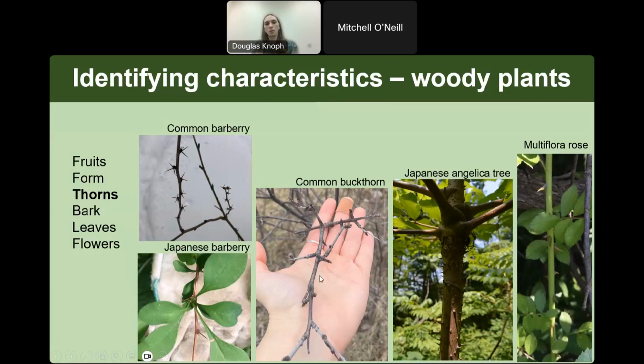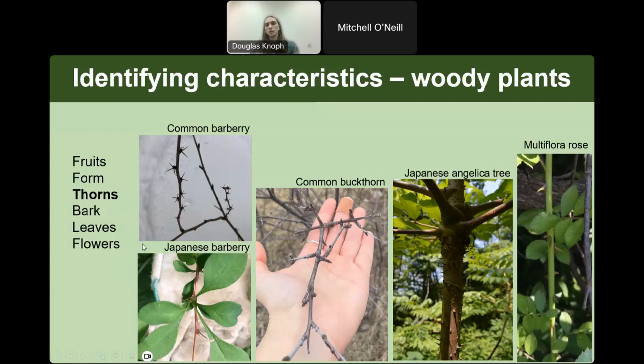A common buckthorn will have woody thorns that are on the ends of branches. So in a few places on this example, you can see just past the buds, there will be a few sharp woody thorns protruding at the end of branches.